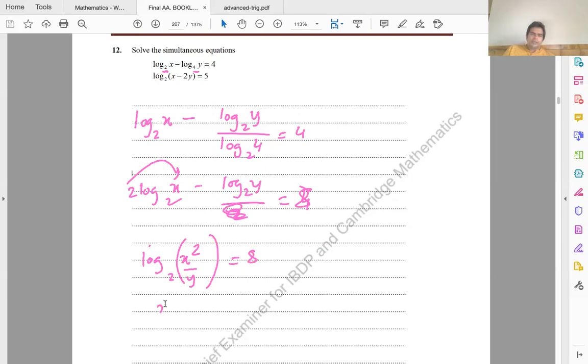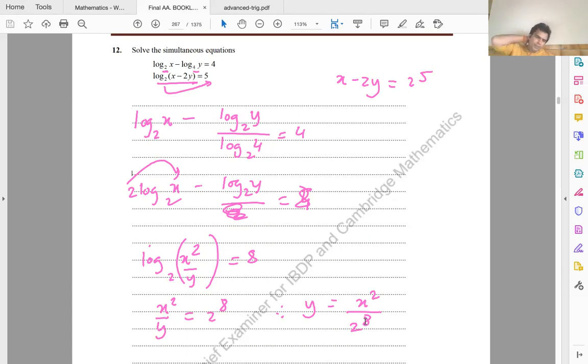So what we get is x squared upon y is 2 to the power 8. So from here, we get a relation between x and y. So y is x squared upon 2 to the power 8. So this is your first equation. And the second equation you'll get is, if you get rid of the log straight away here, x minus 2y becomes 2 to the power 5. So now we're going to solve these two equations.